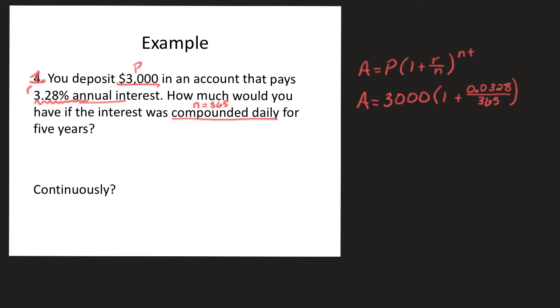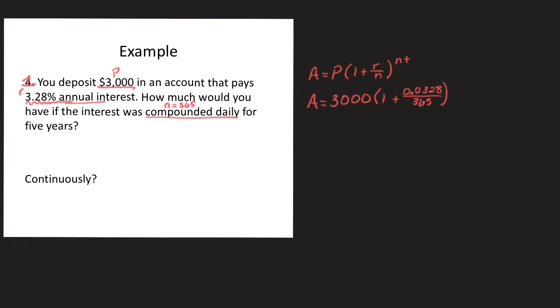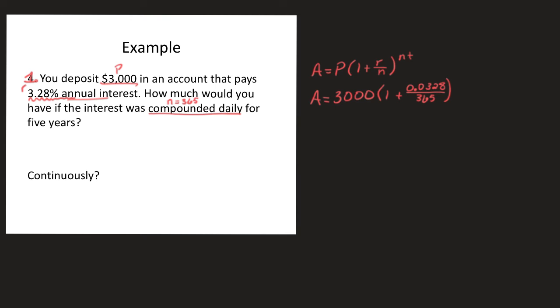In addition to dividing my annual interest rate by 365, I'm also going to have to multiply my time by 365. So it's been sitting in my account for 5 years, meaning T is 5, but it can't just be 5 times, because every time I compound, I'm also increasing my percentage. So this is 365 times the 5 years. So a total of quite a bit of compounded interest there.